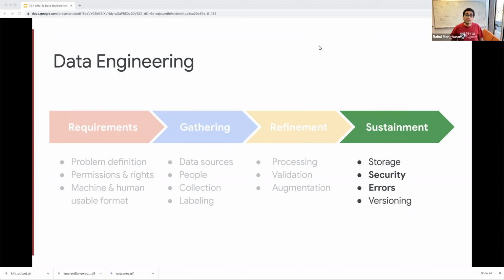And of course, there's a chance that there are going to be errors in your data. And there's this issue of versioning, right? You collect a bunch of data, but that's not it. Data engineering is a continuous process.